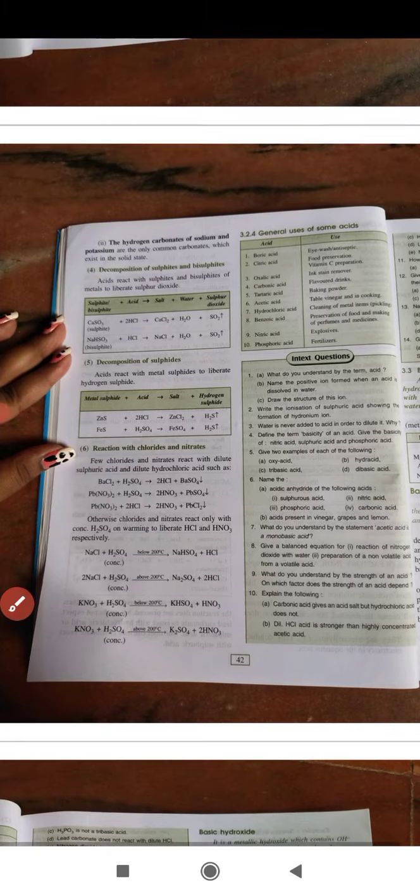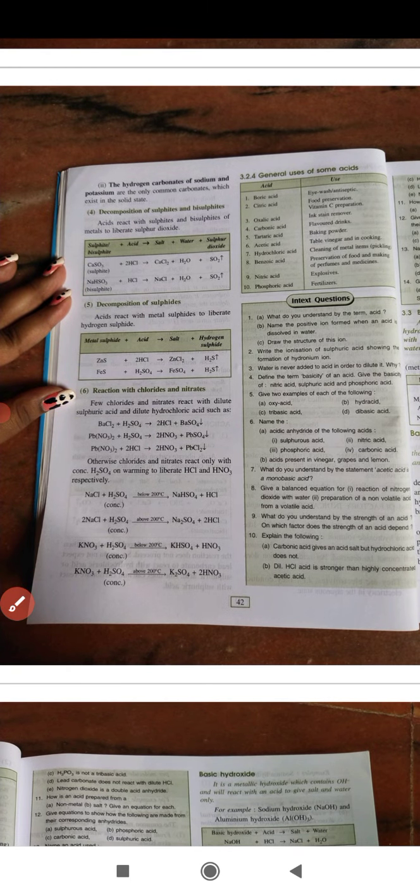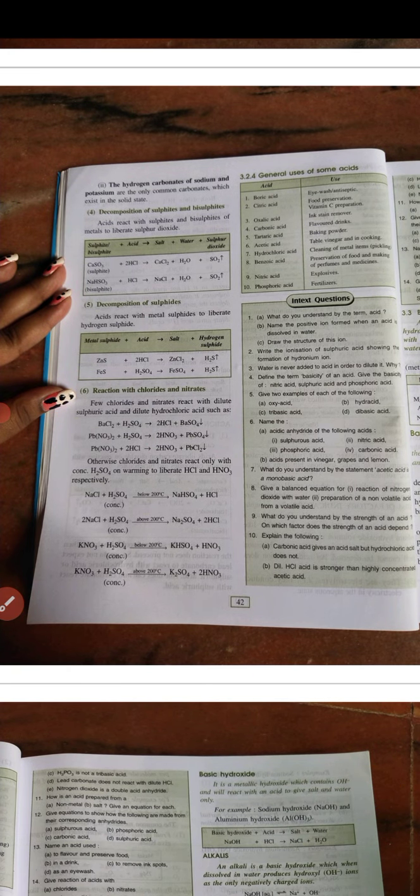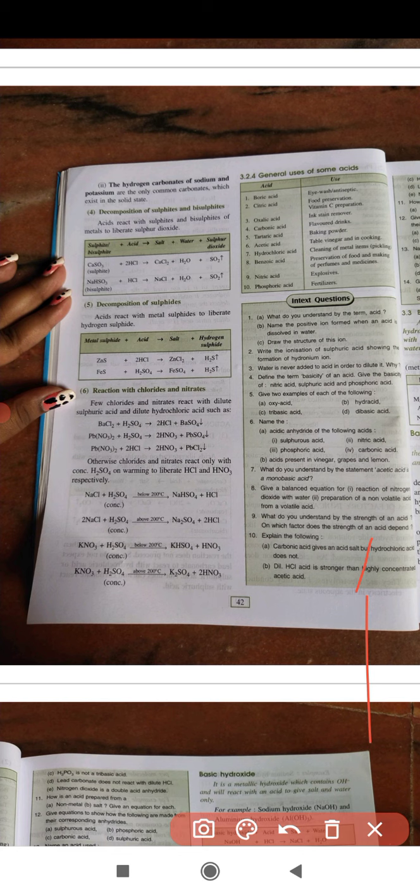Here also the hydrogen carbonates of sodium and potassium, decomposition of sulfides and bisulfides. Here also reaction with chlorides and nitrates. Remember these reactions, these are very important. Okay students, if you do not understand, you call me. Thank you.